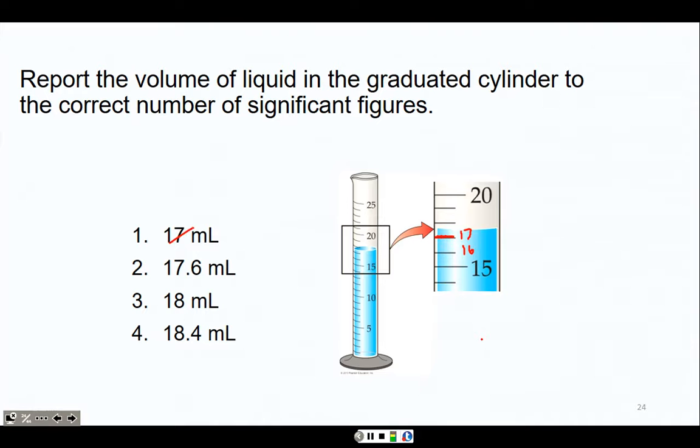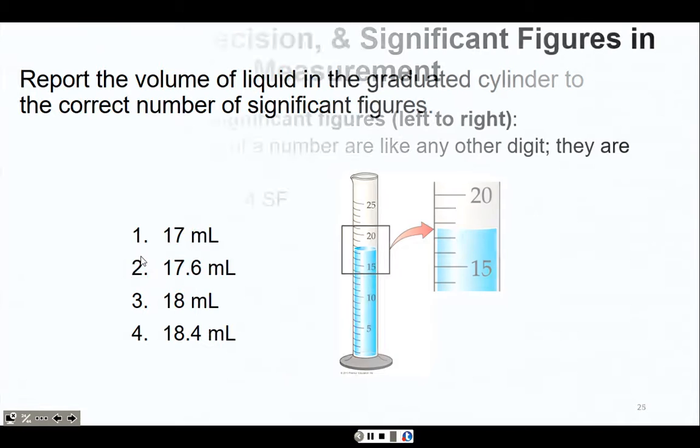17 is clearly not a correct number of sig figs because we know that it's more than 17. We know it's not 18. And is it going to be 17.6 or 18.4? Well, it's not 18. 18 is above that. So don't read your cylinder backwards or upside down, and recognize that 17.6 is a suitable answer. Whether that's 0.6 is your judgment call. So plus or minus 1 in that last digit is correct.